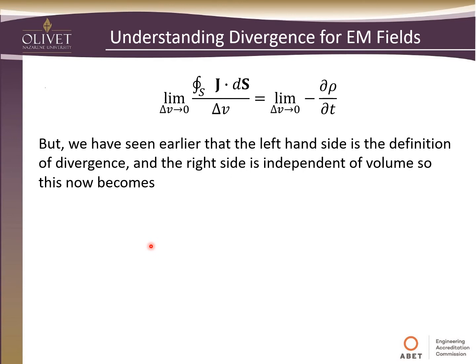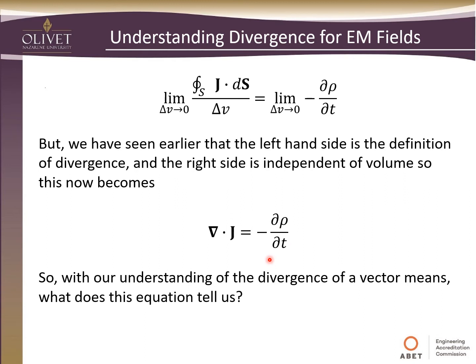So again, as we've seen earlier, the left-hand side is the definition of divergence. We looked at that earlier. And the right side is independent of volume. So this equation now becomes this equation here. And this is saying that the divergence of the current density is equal to the time change in charge.